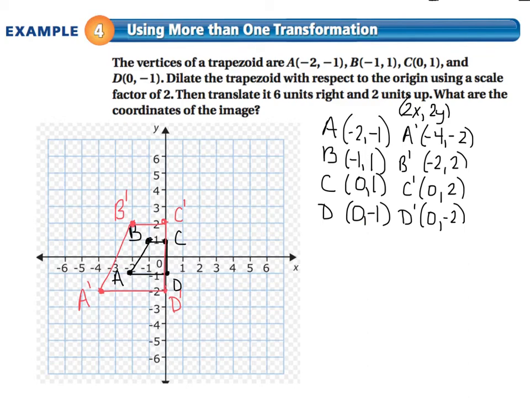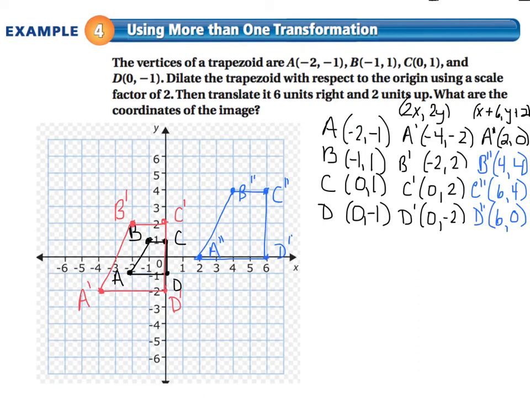Now I want to do what? I want to translate, which means I'm going to go x plus 6, since I'm going to the right, and 2 units up, I'm going to add 2. So fill those out. Well, A double prime then would be what? Well, -4 plus 6 is 2. -2 plus 2 is 0. So if you drew it, it would look like this. So this would be trapezoid A double prime, B double prime, C double prime, D double prime.